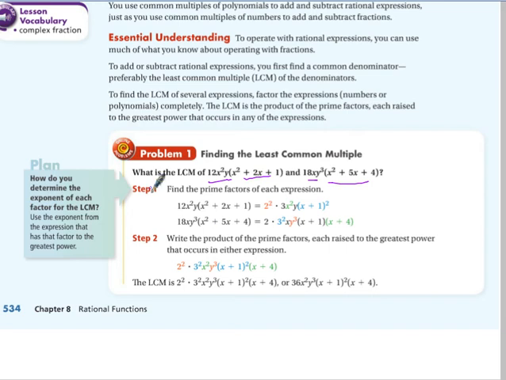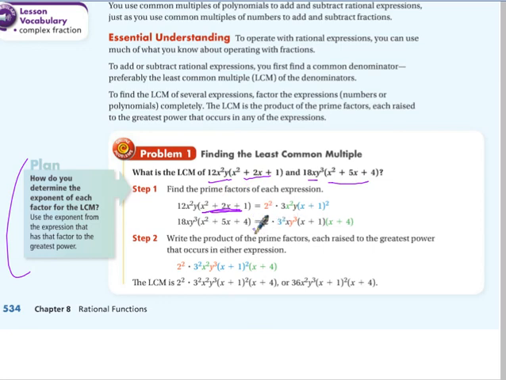But again, this stuff over here is useful. How do you determine the exponent of each factor for the least common multiple? Use the exponent from the expression that has the factor to the greatest power. So if we look at 12x squared y and x squared plus 2x plus 1, we're trying to find the least common multiple, so what they share. Again, the prime factors are a big deal. So 12 is 2 squared times 3. Then we have x squared y, and then x plus 1. This has to be factored to be (x plus 1) squared. So we get everything down as factored as much as we can.